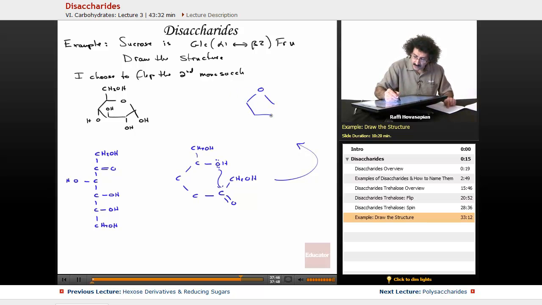So my fructose is going to look like this. And I have that. So beta, that means, so this is the number 1 carbon, right? Number 1 carbon, number 2 carbon. CH2OH. Let me go ahead and number these. This is 1, this is 2, this is 3, this is 4, and this is 5, and I'll do number 6 in just a minute. Let me go ahead and put all of my substituents on here.